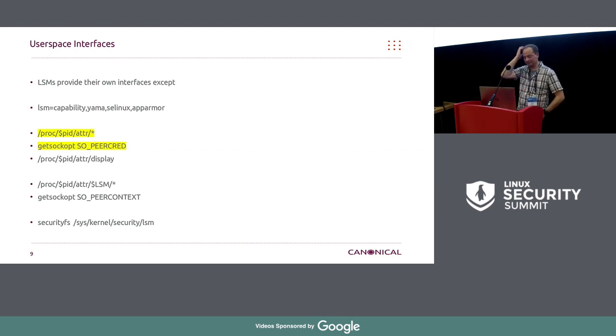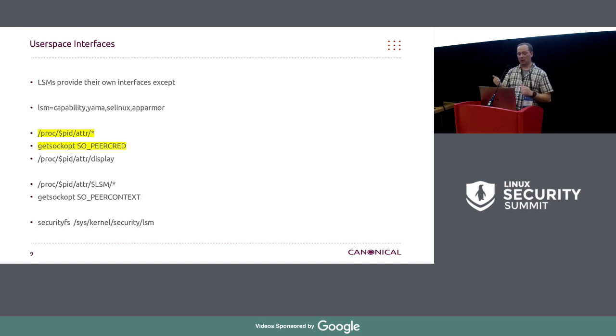Every LSM has user space interfaces, right? The LSM infrastructure provides a few, but every LSM also provides its own. So AppArmor has its own set of interfaces that are different than the SELinux or SMACK or Tomoyo interfaces. Everyone is unique. The LSM infrastructure provides some interfaces. You will notice that two of those are highlighted in yellow. Those ones are somewhat mistakes. They're common, so they're shared by SMACK, AppArmor, and SELinux.